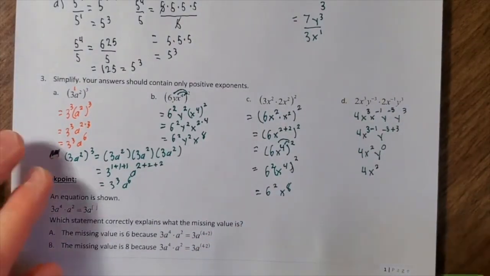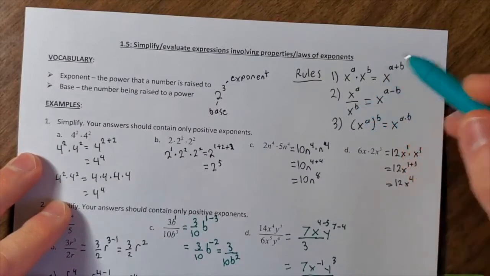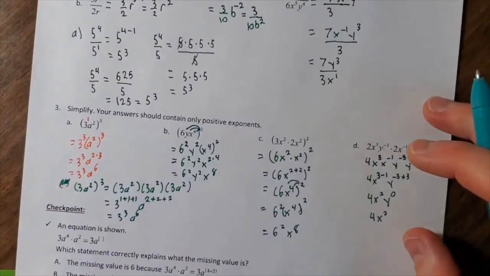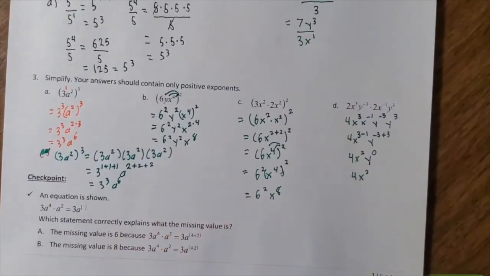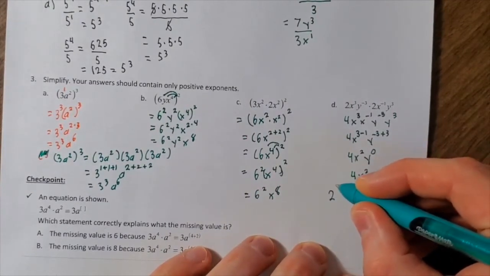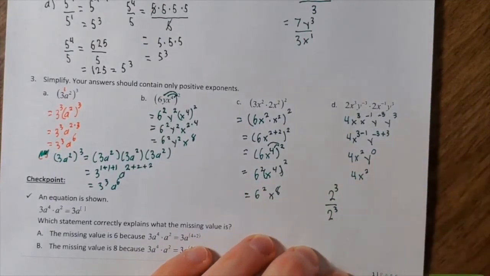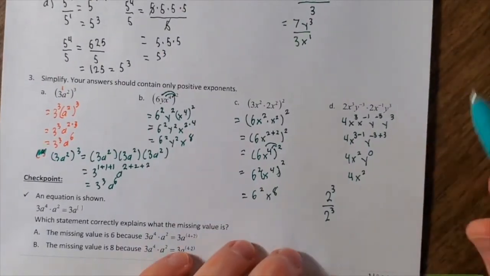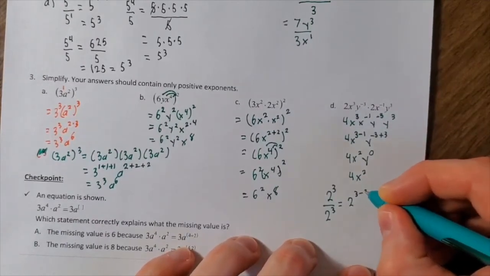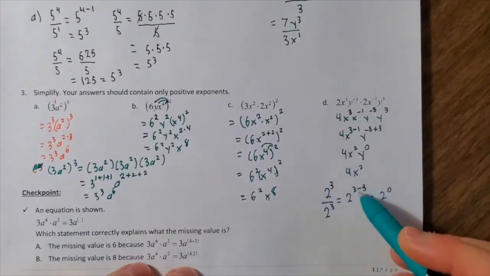So if you remember our nifty quotient rule, that second one up here, x to the a over x to the b is equal to x to the a minus b. I think the easiest way to do this is to show you with a number example. So let's say we have 2 to the third power being divided by 2 to the third power. Well, our quotient rule says this is equivalent to 2 to the 3 minus 3, which is going to equal 2 to the 0. So our quotient rule says this is true.